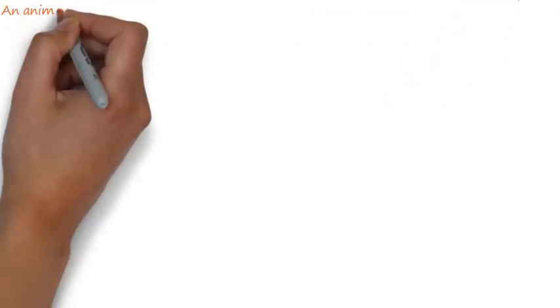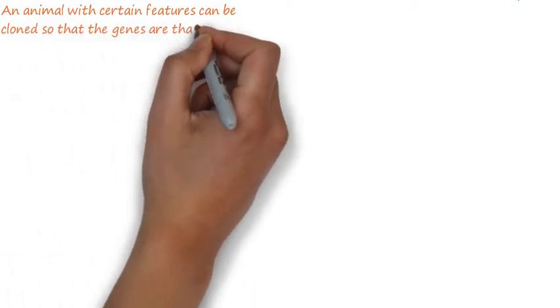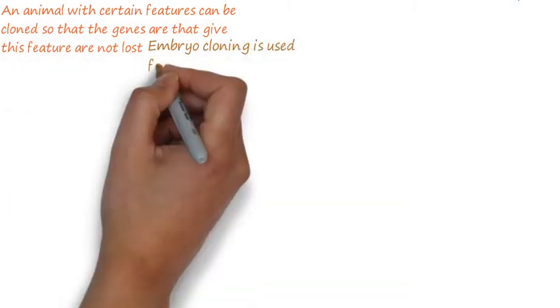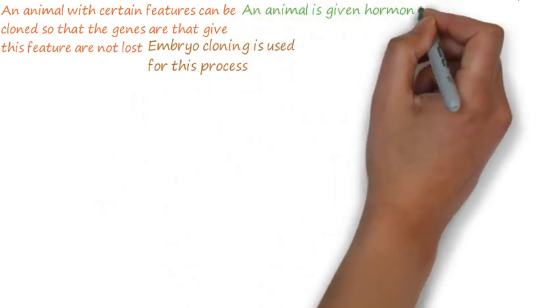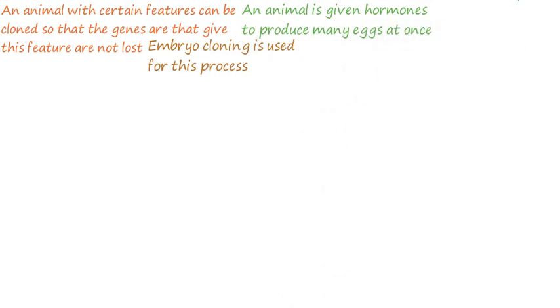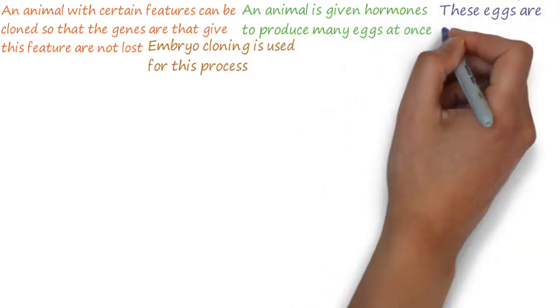As you might expect, cloning animals is most common in farming. An animal with certain features, such as producing high quality milk, can be cloned so that the genes that give this feature are not lost. Embryo cloning is used for this process.